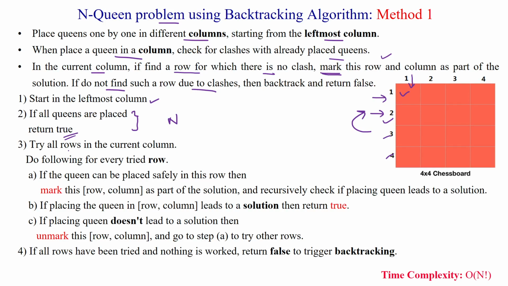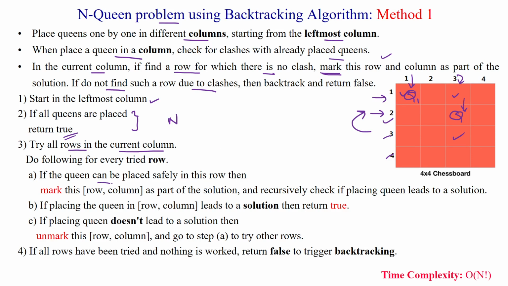Otherwise, we have to try all possible rows in the current column. As I told, if you select the third column, then we have to check the first row. If it is not possible, if a queen is already placed here, then we have to check another row, whether it is possible or not. If it is also not possible, then we have to go for the third row, right?